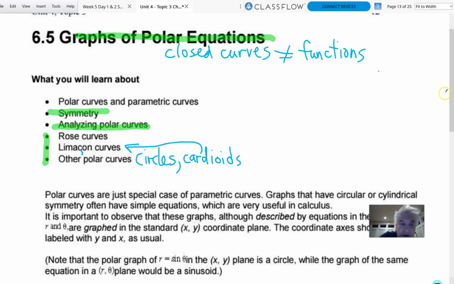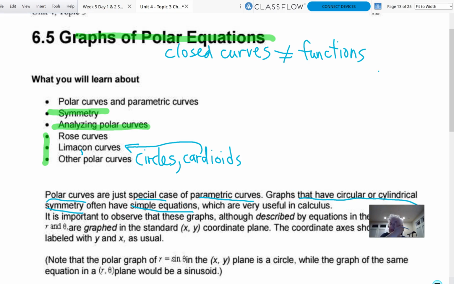So our polar curves are nothing more than a special case of parametric curves. There is an equation for horizontal motion. There is an equation for vertical motion. All of these graphs have some kind of circular or cylindrical symmetry, even though they have simple equations.